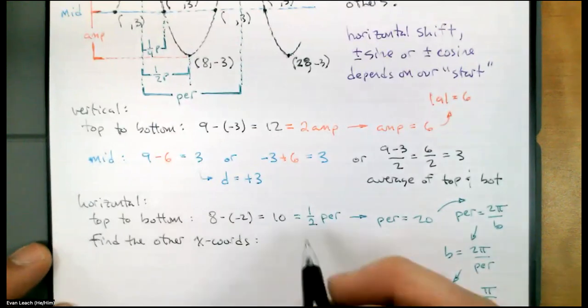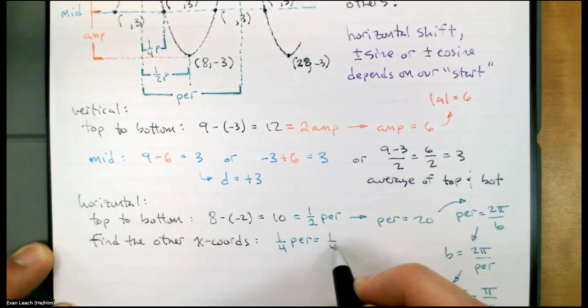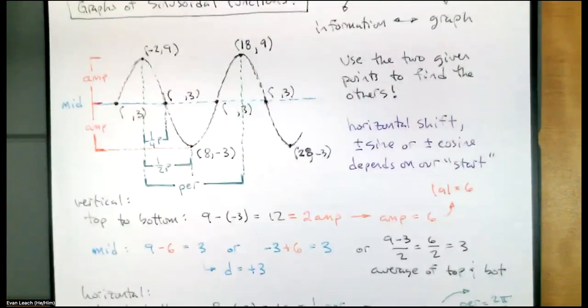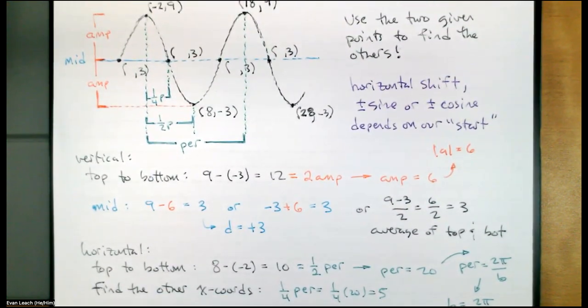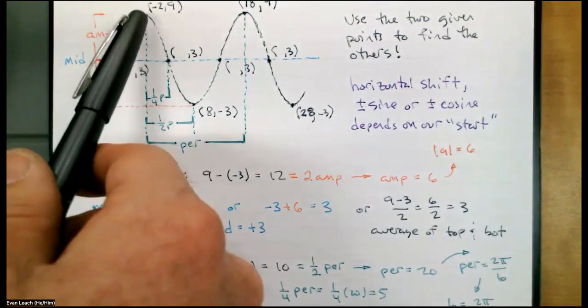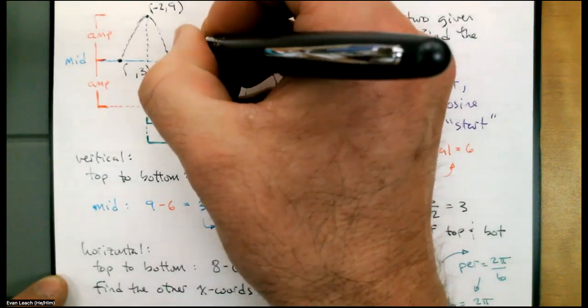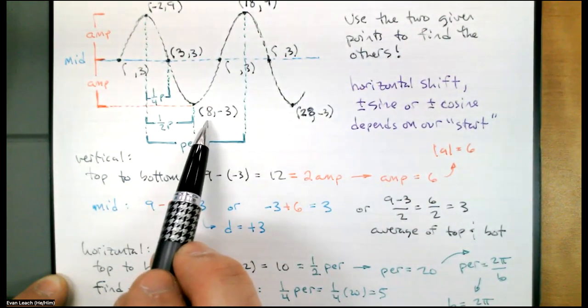So to find the other x coordinates, we're going to need 1/4 of the period. So 1/4 of 20 is 5. Those points are going to be 5 units apart. So if this top point is at -2, where's this middle going down? 3, 5 units later. -2 plus 5 is 3. 3 plus 5 is equal to 8. So that fits. We're on the right track.